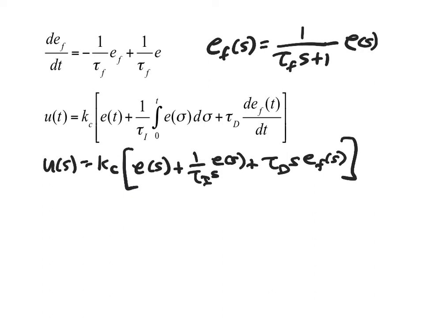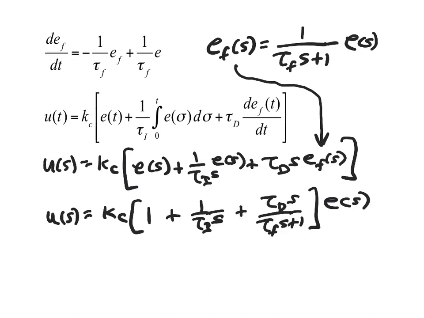And we can make the substitution for the E f of s term into that third part of the equation. So then we can rewrite the expression as follows, which gives us a transfer function relating the error signal E of s to the manipulated input. So we can think of that as being the controller transfer function.